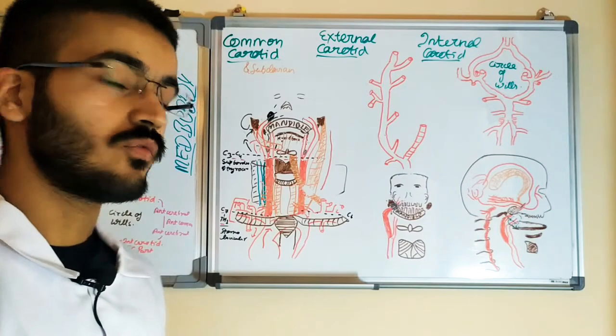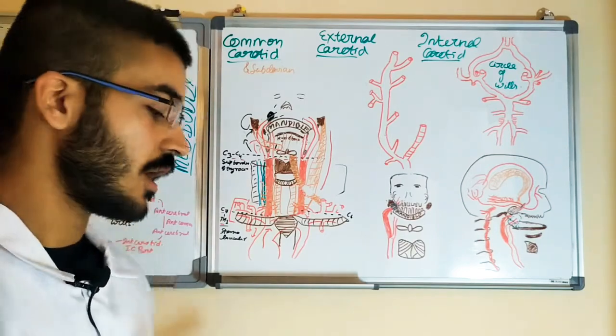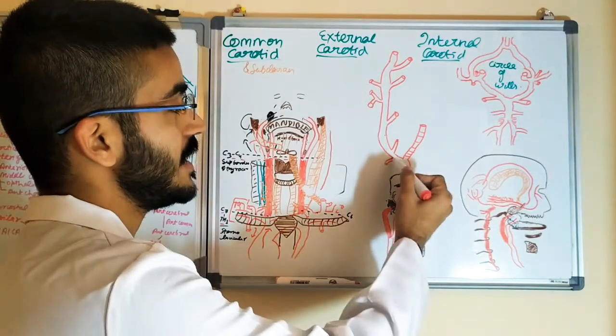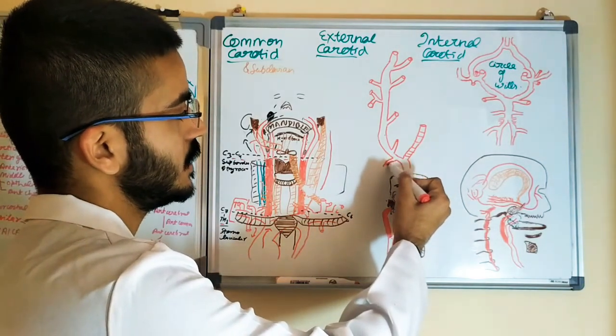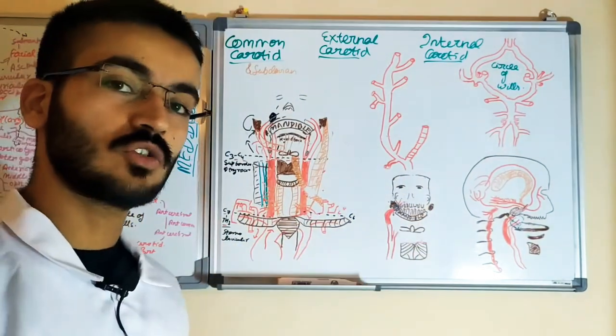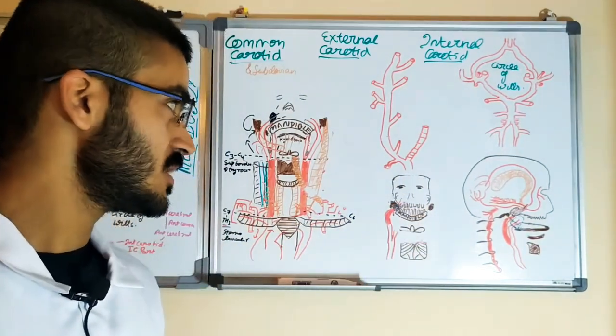The branches of external carotid artery. The very first branch of external carotid artery is the superior thyroid artery. It gives some muscular branches and glandular branches.